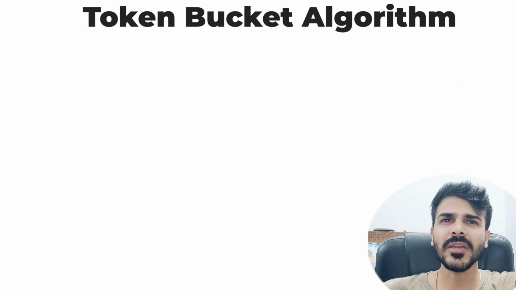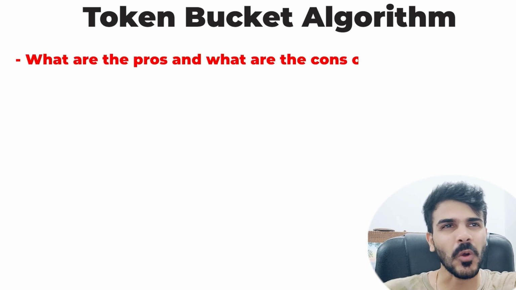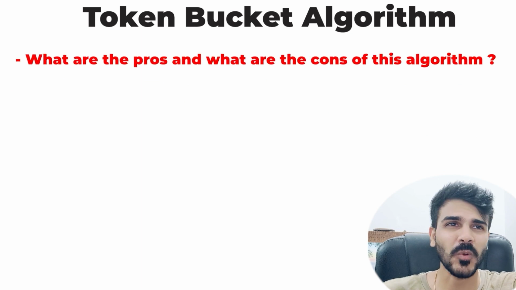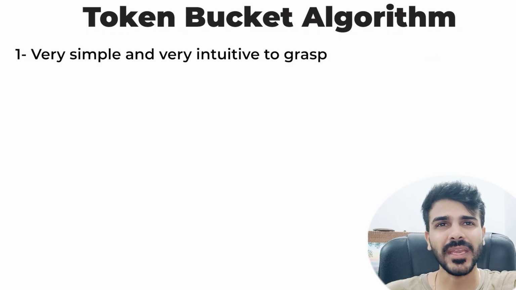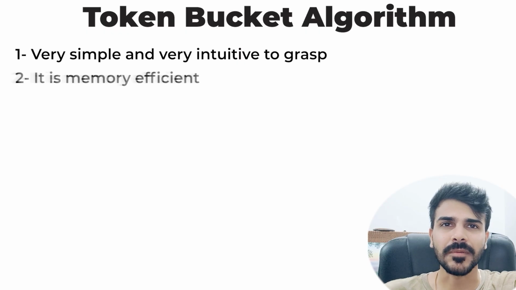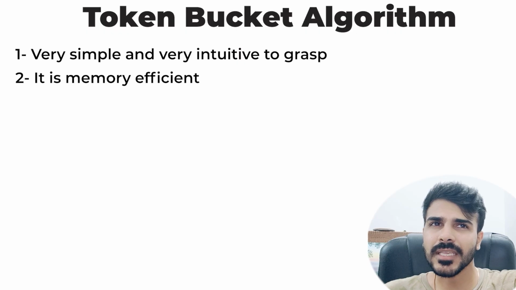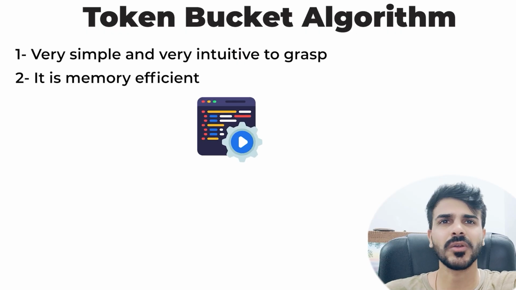Now let's understand what the pros and cons of this algorithm are. Everything has pros and cons. Firstly, it is very simple and very intuitive to grasp, as you must have felt. Secondly, it is memory efficient. What do I mean by this? Let's say you try to implement this algorithm. You actually try to write the code. What would be the parameters or variables that you would be using in your code?